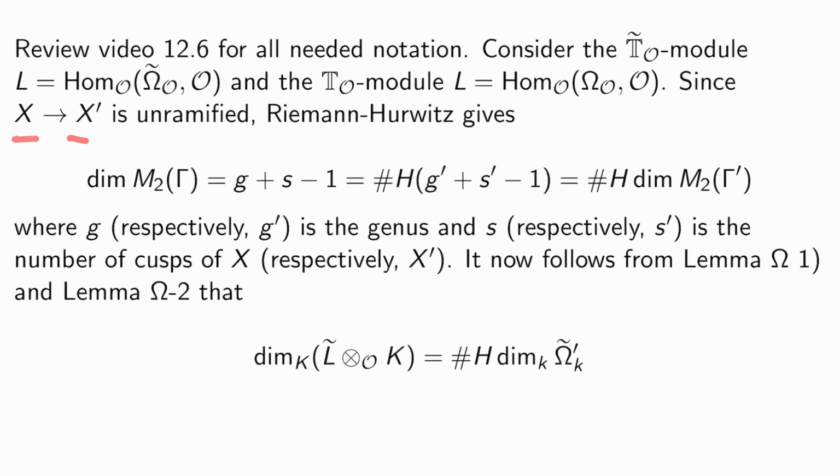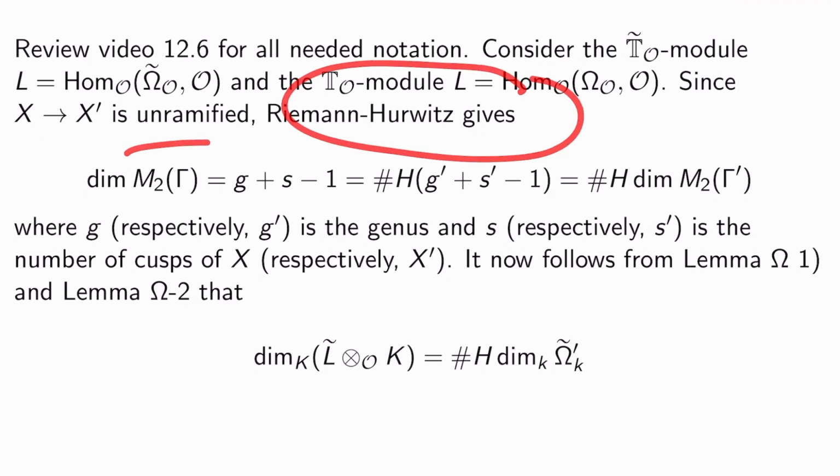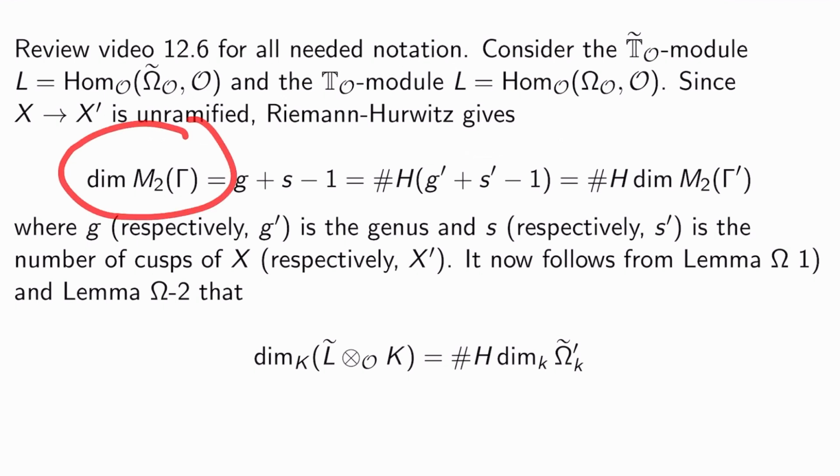Since X to X prime, the natural map, is unramified, we can apply Riemann-Hurwitz, which gives us the following. The dimension of M2 gamma, the space of weight 2 modular forms corresponding to gamma, is on the one hand g plus s minus 1, because that's just the standard formula for this. But on the other hand, by Riemann-Hurwitz, it's the cardinality of H times g prime plus s prime minus 1, which of course is the same thing as the cardinality of H times dim M2 gamma prime, where g, respectively g prime, is the genus of X, respectively X prime, and s, respectively s prime, is the number of cusps of those modular curves.